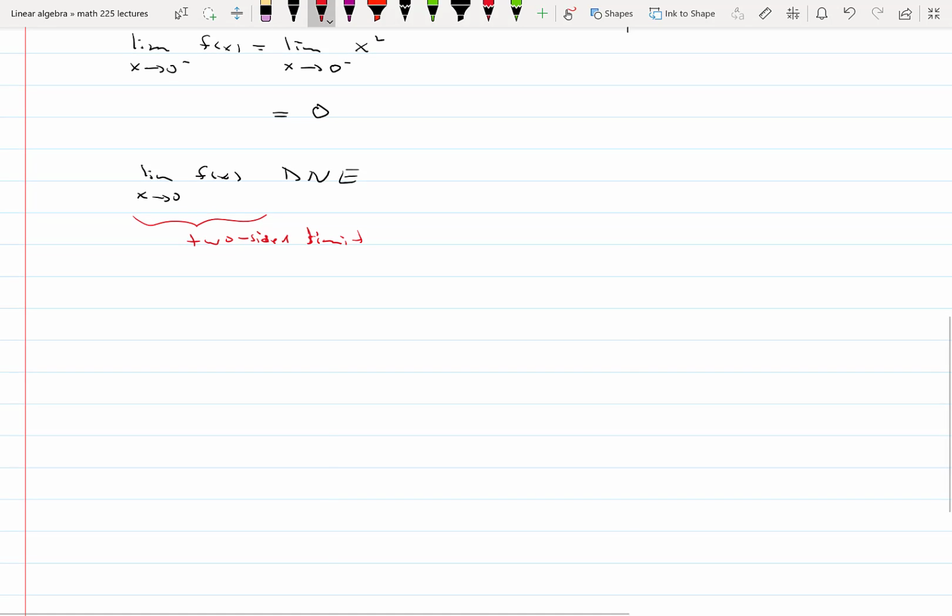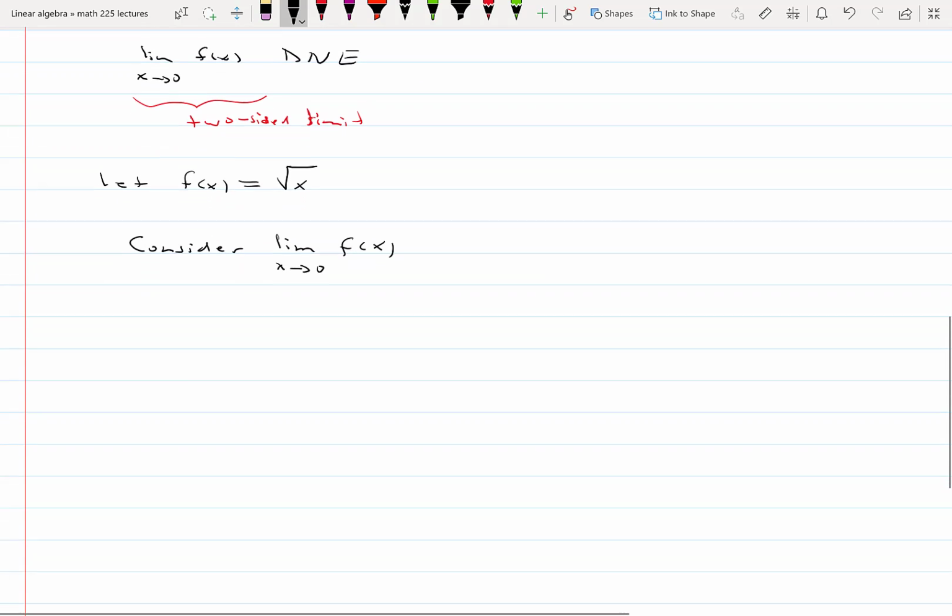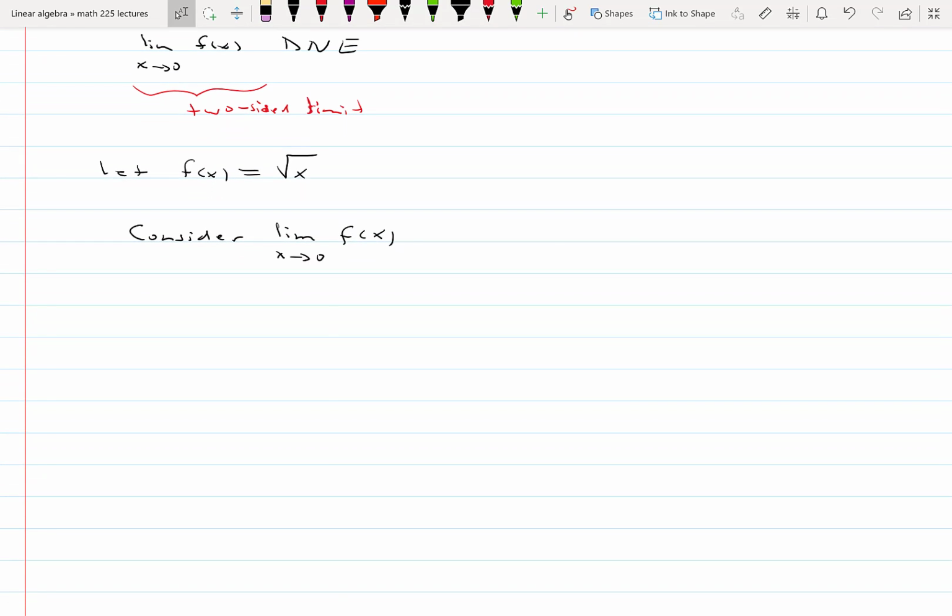So now let's consider one more function. Let's let f of x equal the square root of x, and let's consider the limit as x approaches 0 of the function. Well, this particular limit is often done incorrectly in Calc 1. In 30 years of teaching Calc 1, I've noticed that more than 50% of students will get this wrong.